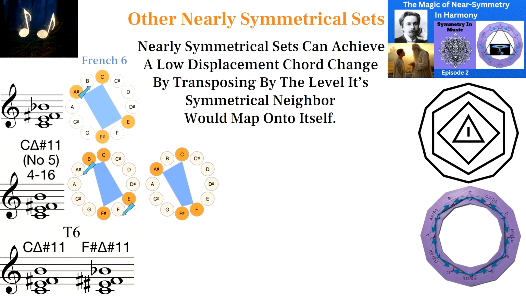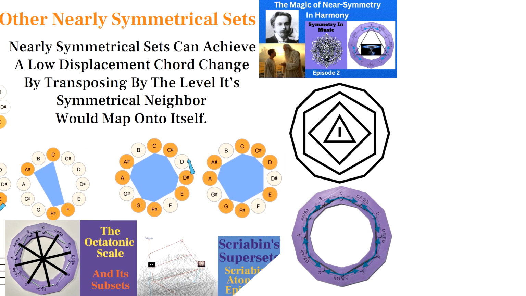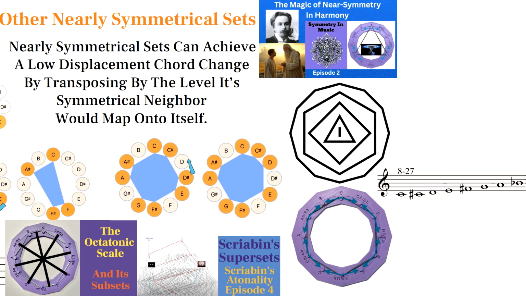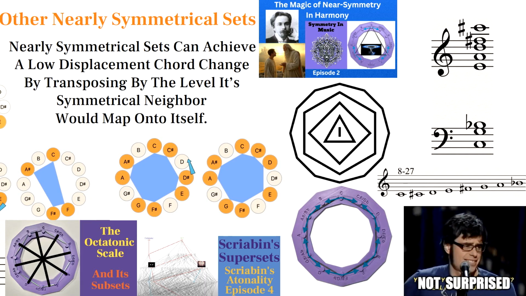Another nearly symmetrical set I want to mention is the neighbor of the octatonic scale. If we shift E flat down to D, we get 827, which I call Scriabin's superset in this video that includes several examples. He doesn't necessarily transpose this set by 3 semitones for parsimonious voice leading, but the takeaway is that it's not a surprise that one of the most beautiful usable 8-note sets is 1 semitone away from the most symmetrical 8-note set.